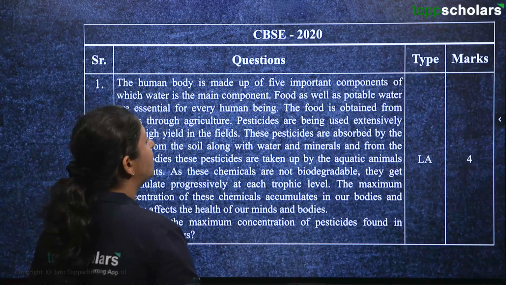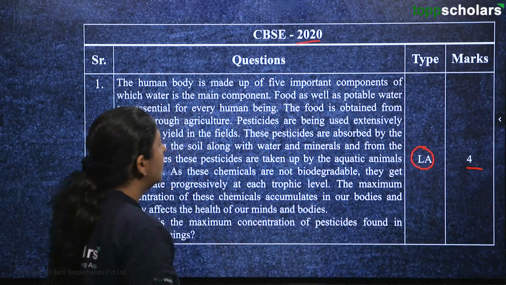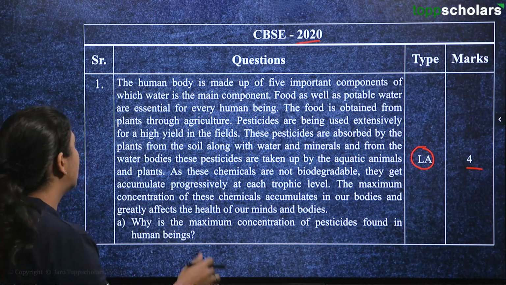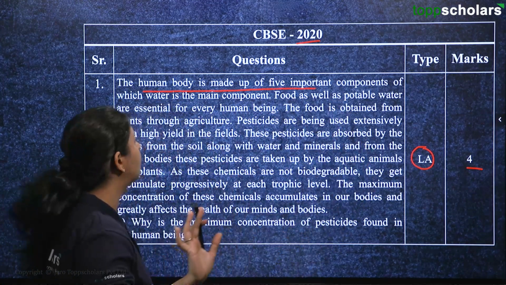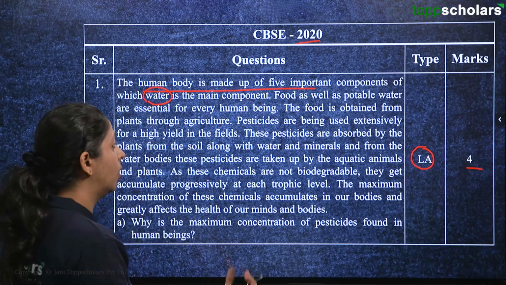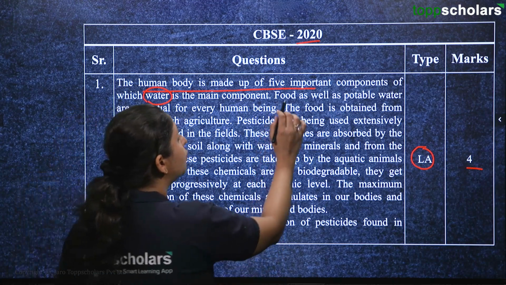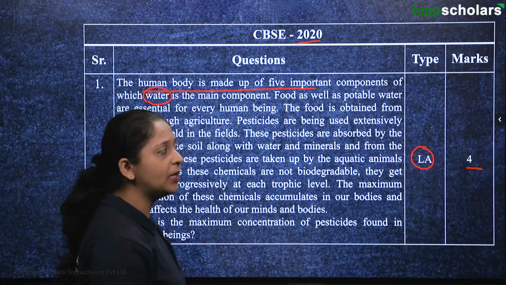From the year 2020, there is a long answer question which is for 4 marks. Let's go to the question here. They have provided a small paragraph. The paragraph says, the human body is made up of 5 important components in which water is the main component. The human body is 70% water. Food as well as potable water are essential for every human being.